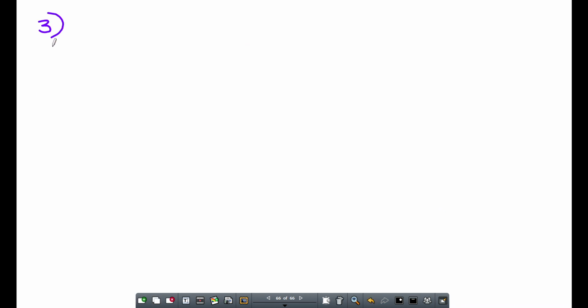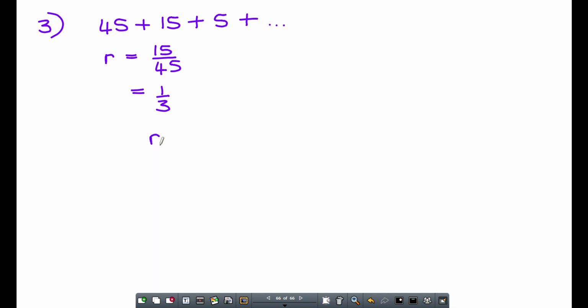Okay, number 3. You had 45, 15 and 5. Look quickly. It would be 15 over 45, meaning it would be 1 over 3, and therefore R is between minus 1 and 1, so it converges.